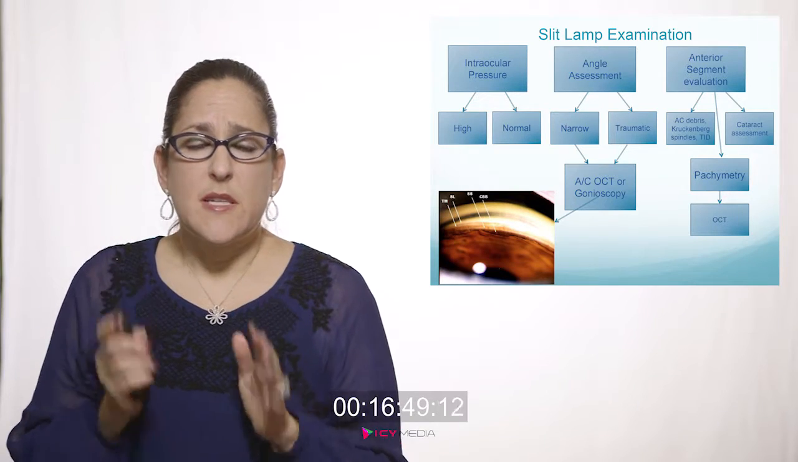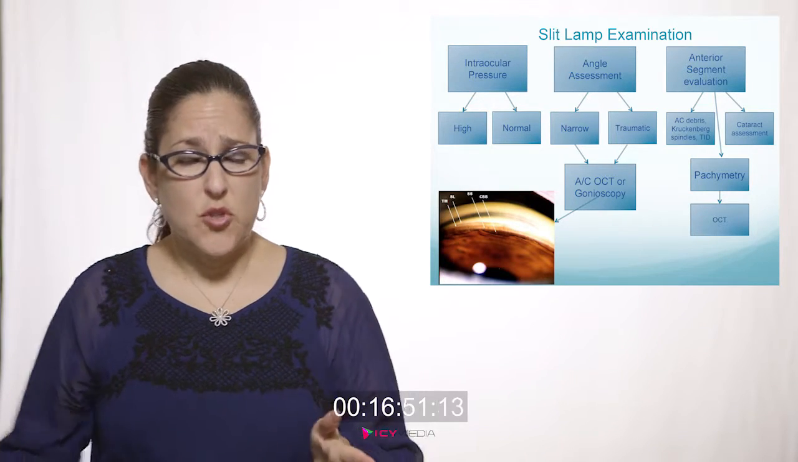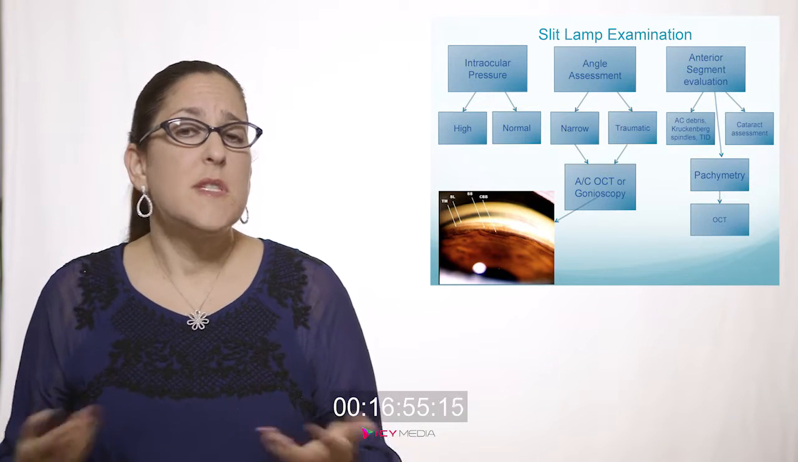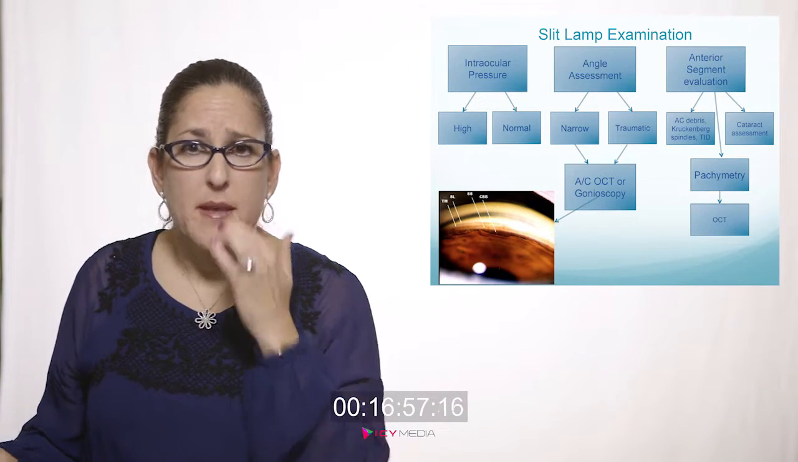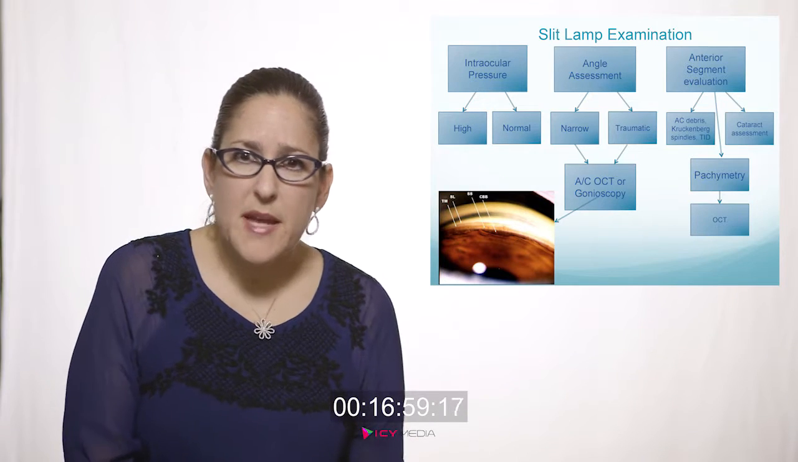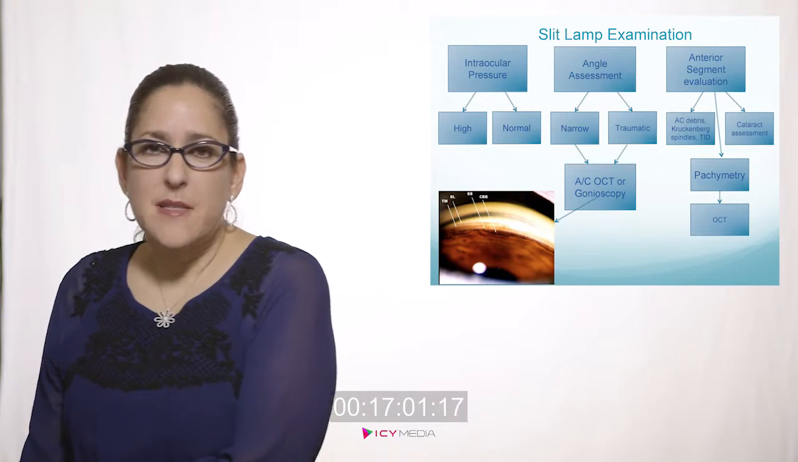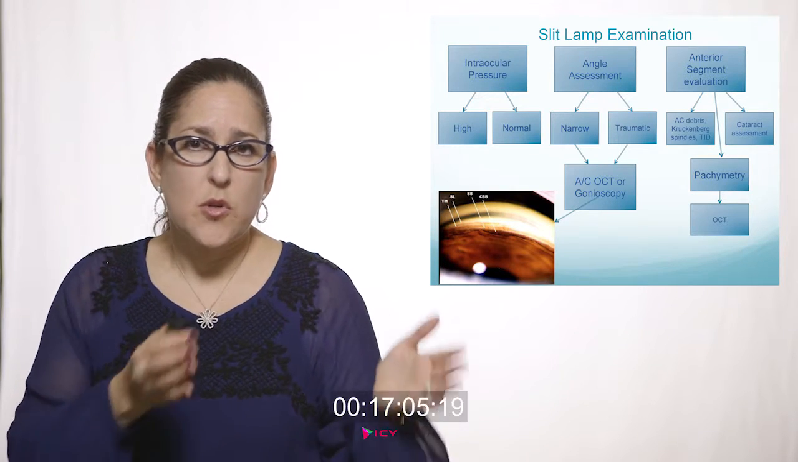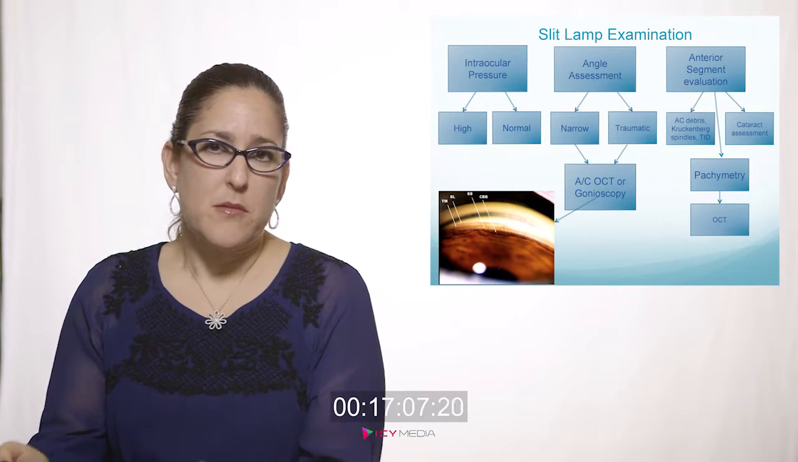So the slit lamp exam in glaucoma is crucial because there's so many parts of it that are important. The first is obviously the intraocular pressure. Is the patient doing well? Are they on meds? Are they compliant? Is their pressure at the desired level? So we're looking for normal, we're looking for abnormal, high, low.